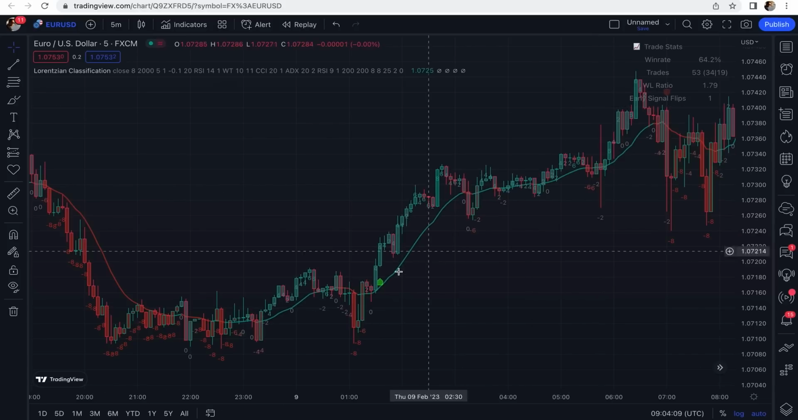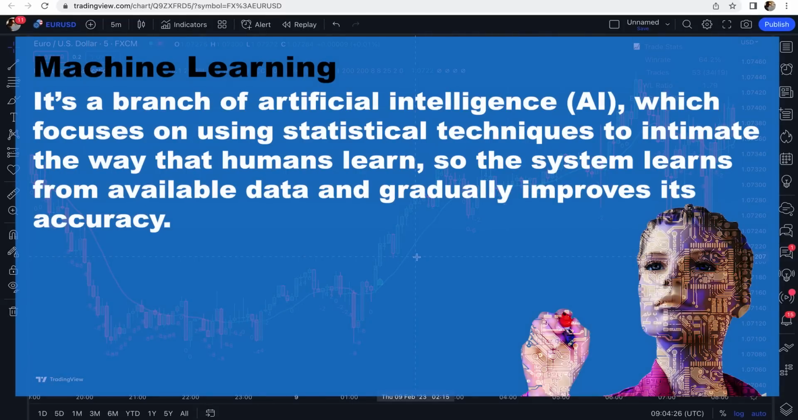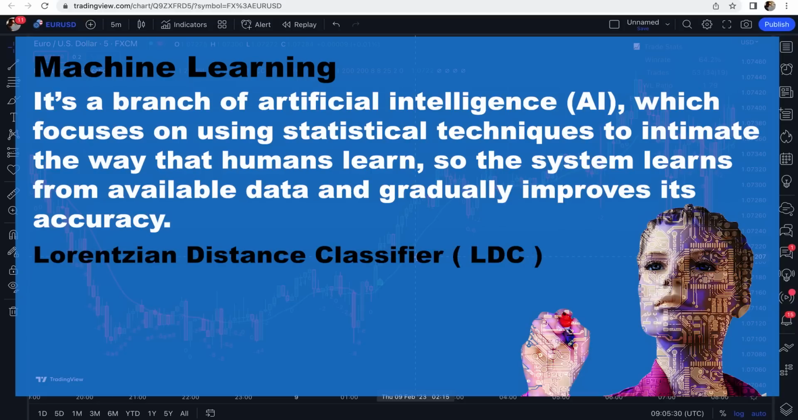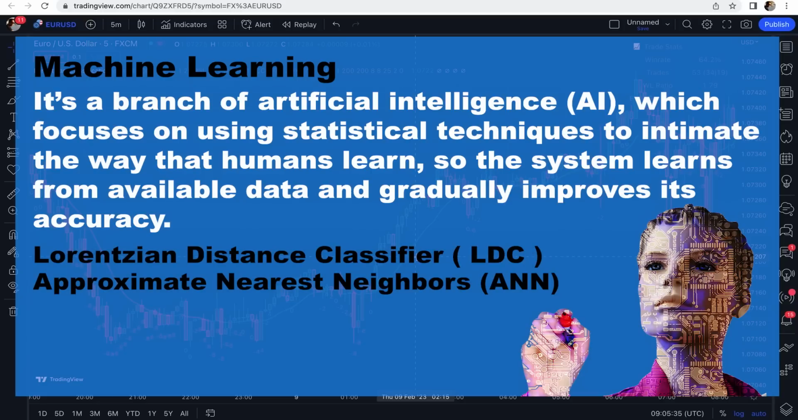Alright, this is the indicator, and it's a very powerful indicator that is built based on machine learning algorithm. If you don't know what machine learning is, it's a branch of artificial intelligence which focuses on using statistical techniques to imitate the way that humans learn. So the system learns from the available data and gradually improves its accuracy. This indicator uses a special algorithm which is called Lorentzian distance classifier, alongside with another algorithm named approximate nearest neighbors, which are proved to be useful in predicting direction of future price movements.